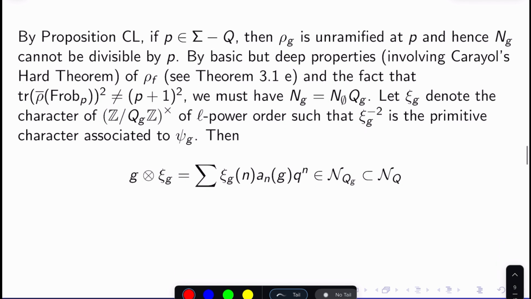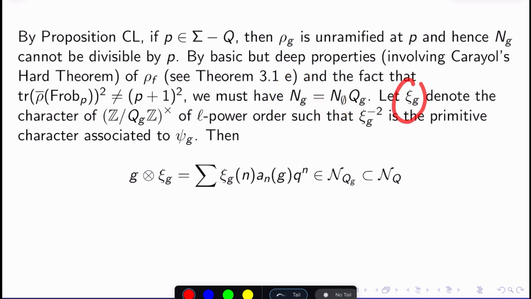Okay, so let's continue. By Proposition CL, if p is in σ and not in Q, then ρ_G is unramified at p, and hence n_G cannot be divisible by p. By basic but deep properties involving Carayol's hard theorem of ρ_F, you can see, for example, Theorem 3.1e in the DDT notes. We've covered those properties before in this playlist. And also the fact that the trace of ρ̄ Frobenius at p, squared, isn't (p+1)^2, we must have that n_G is n_∅ times q_G.